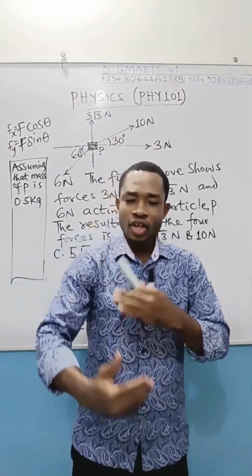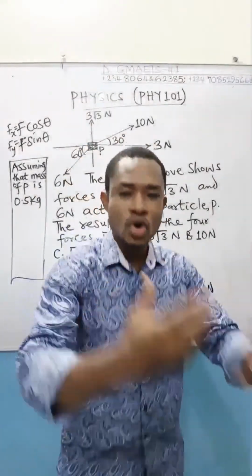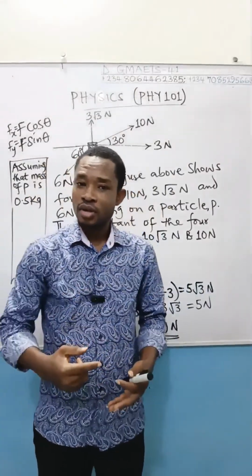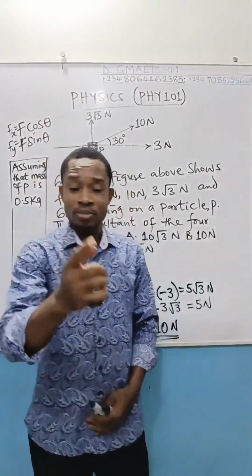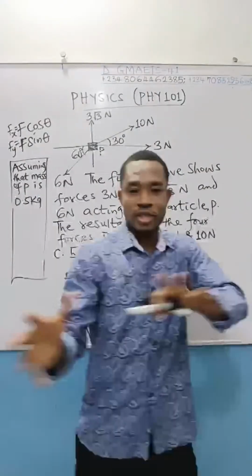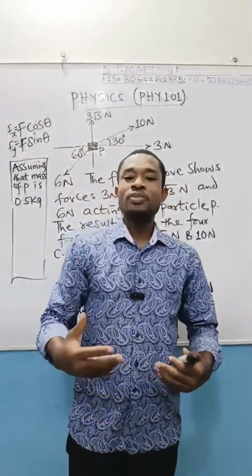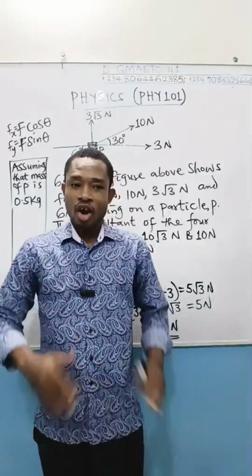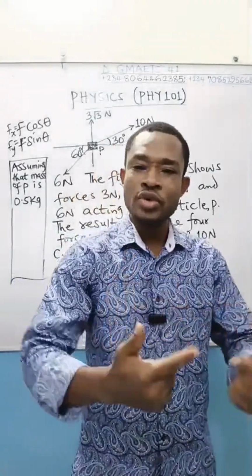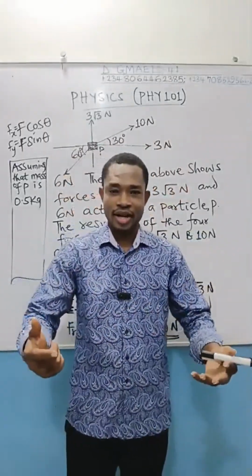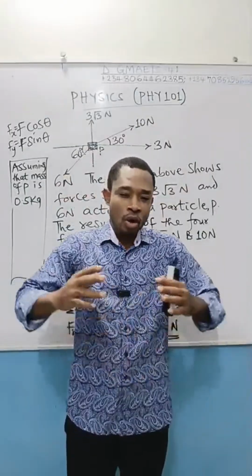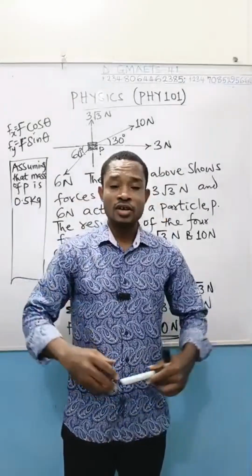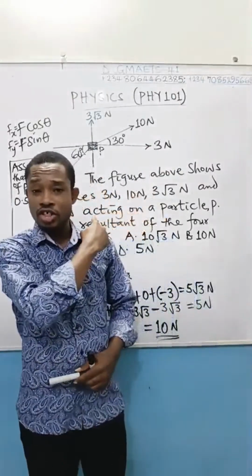Now, let us assume that the particle was made to move. So the particle is accelerating under these forces. You know, if an object is not in equilibrium, that object will move. But if the object is in equilibrium, usually it will be stable without moving, or if it is moving, it will be moving with uniform speed. Are you following, right? But I want us to assume that we know the mass of this particle, P, under this force condition.